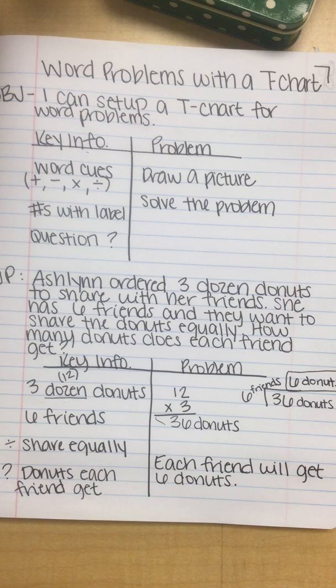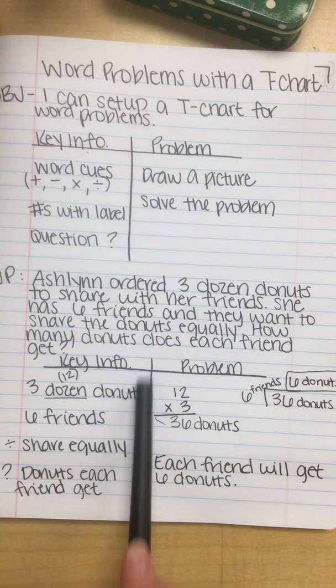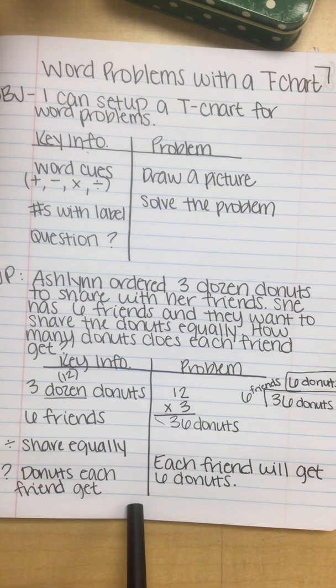Now, I know this may look like a lot, but it really does help break down the problem and make word problems a little bit simpler. And I promise the more you use the T-chart, the easier it's going to be to help you work out your word problems.